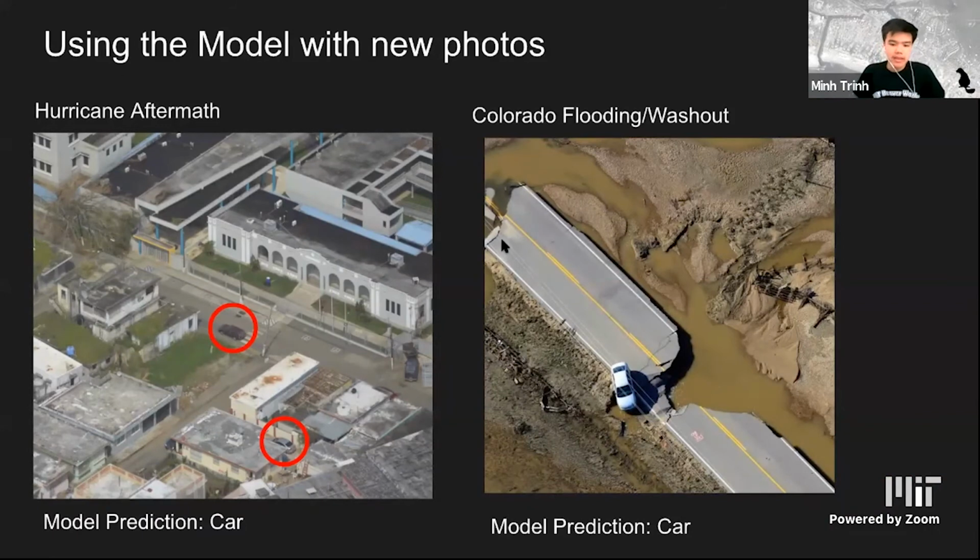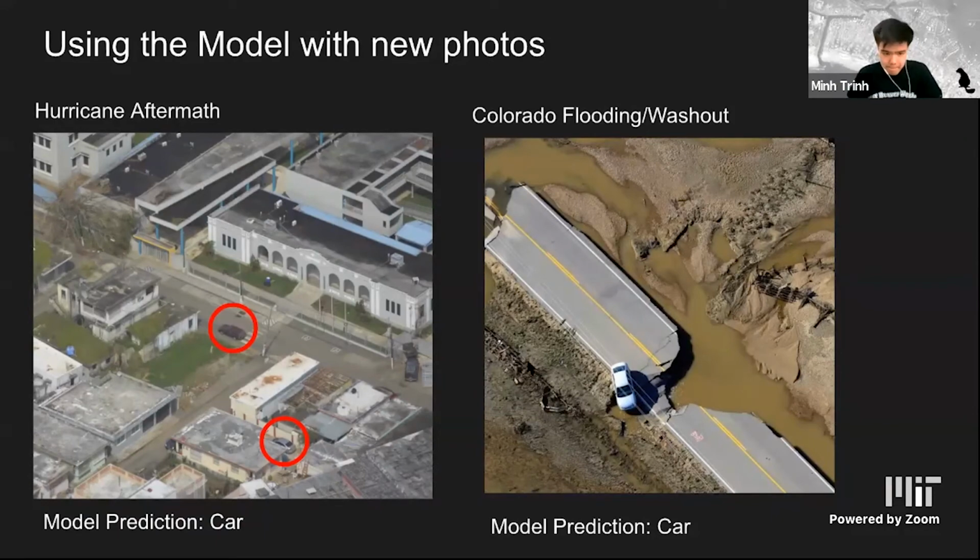So here are some case studies, or examples, of how the model performed on specific images we selected to test it. Some of these images were even from outside of the LADI dataset. We wanted to test its performance with real-world data it had never seen before. On the left is a hurricane aftermath. As you can see, there are a couple cars in the photo, and the model correctly predicted that there are cars there. On the right is an image I pulled off of Google of the Colorado floods. It's a washout, and the model correctly predicted there is a car there.